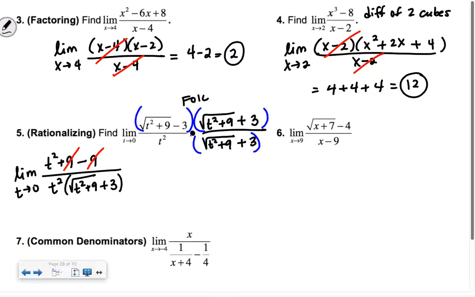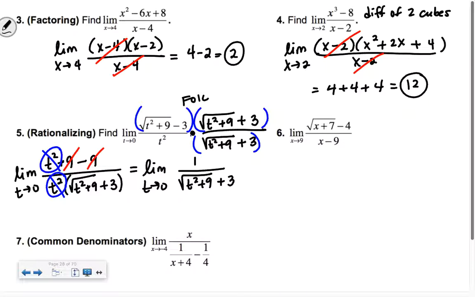Do you guys see how I have t squared over t squared now? Can I do that in this step as well? So t squared and t squared will reduce out now. So I'm left with the limit as t goes to 0, and I have a 1 on top over the square root of t squared plus 9 plus 3.